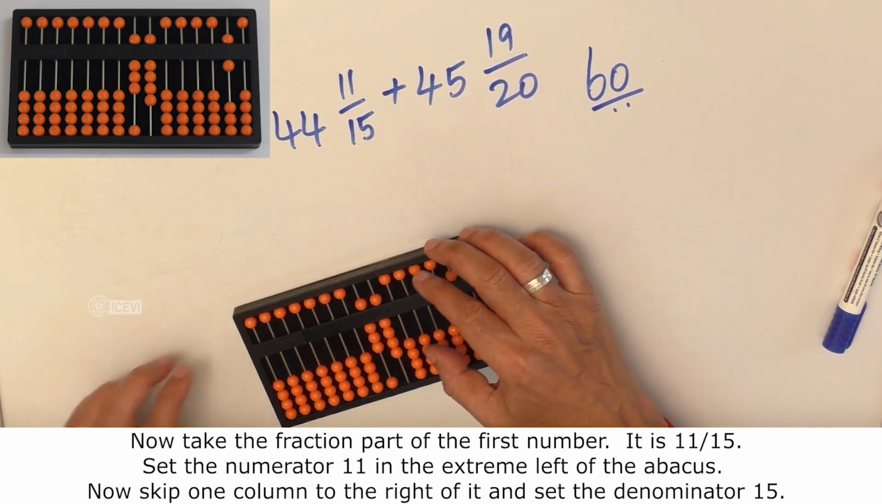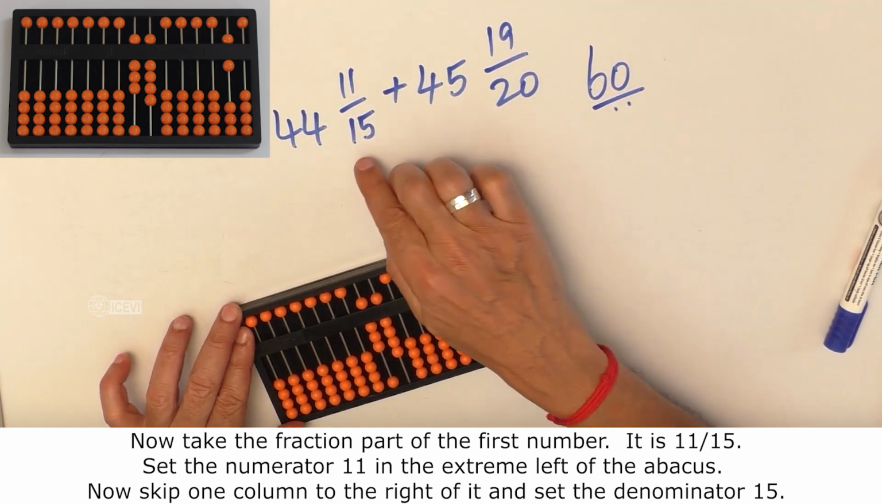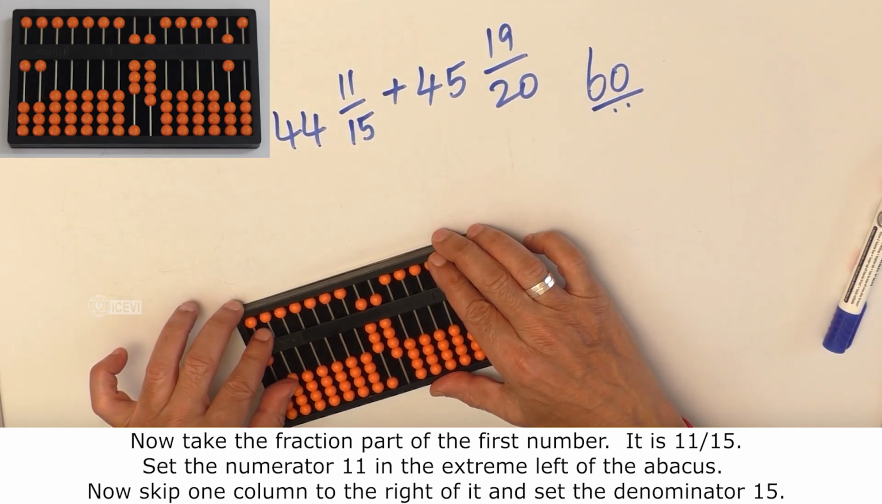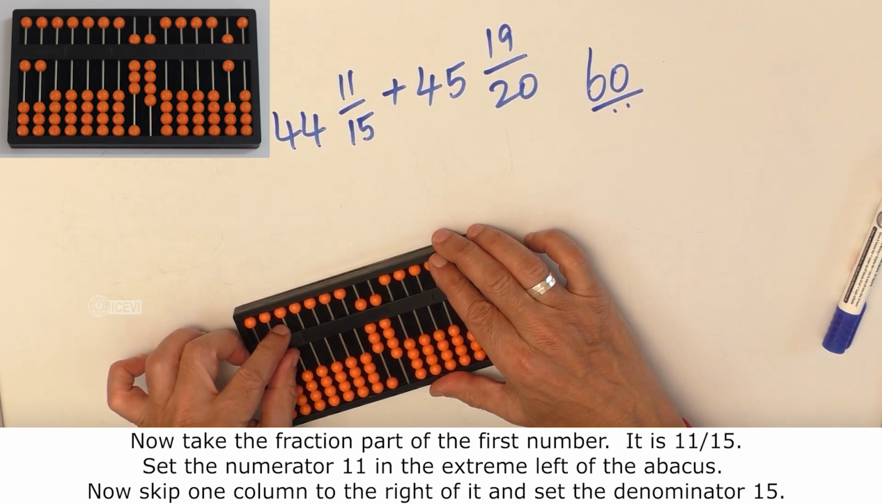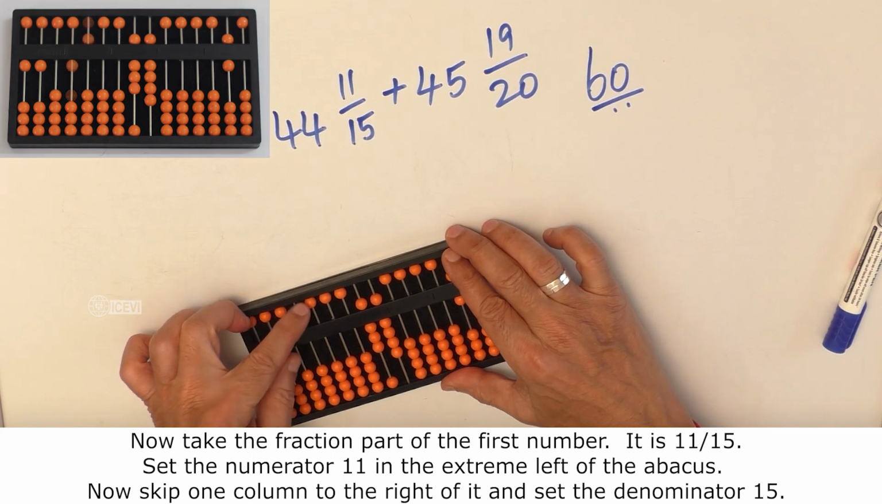Now take the fraction part of the first number, it is 11 by 15. Set the numerator 11 in the extreme left of the abacus. Now skip one column to the right of it and set the denominator 15.